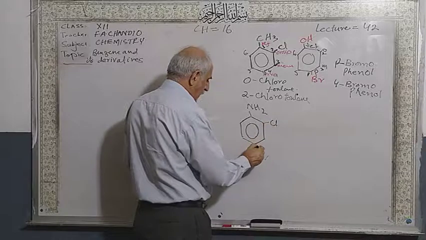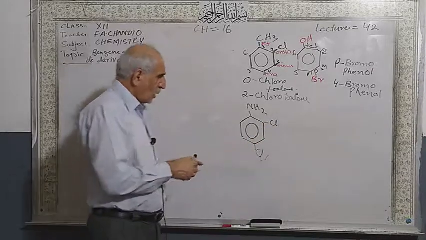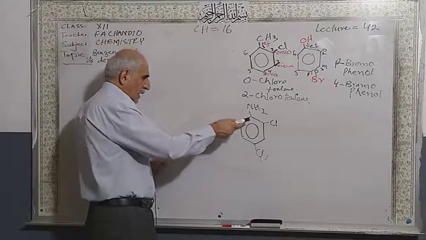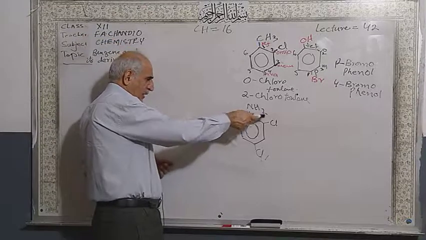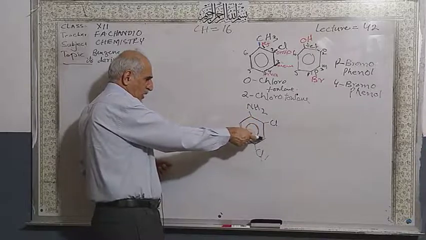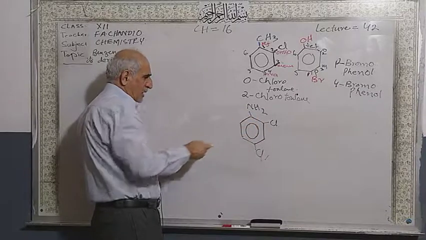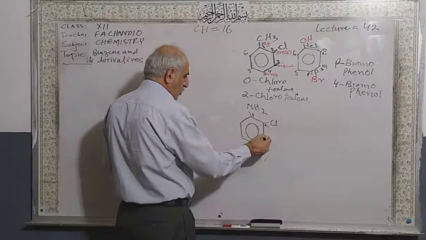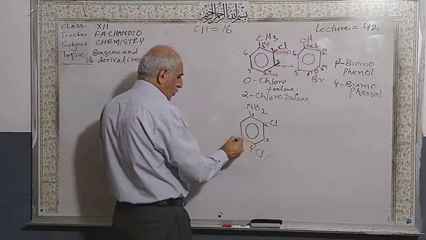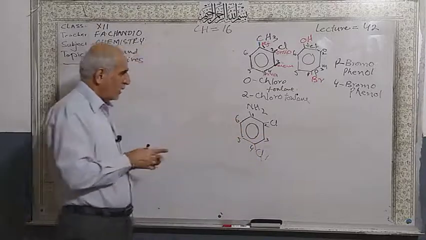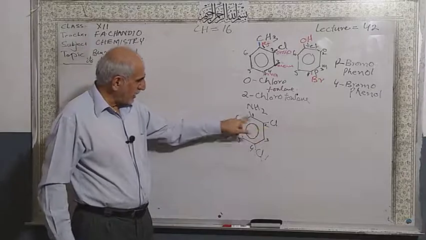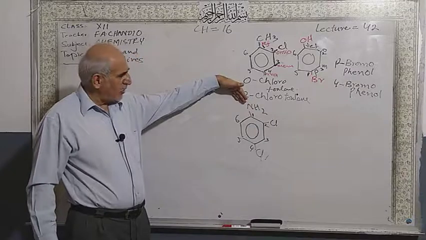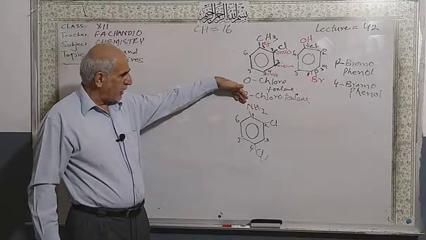If chlorine is here, there are 2 substituents, so you don't move away, you take the nearest. So this will be a 1, this will be a 2, this will be a 3, this will be a 4, this will be a 5, this will be a 6. Starting from here, 1, 2, 3, 4, 5 and 6. So the nearest position is 2 here. This is the array if you start from here. The main amine group is more reactive, so we start from here.